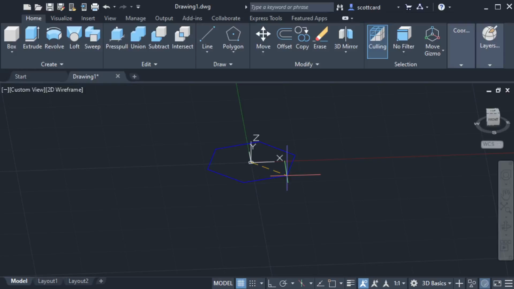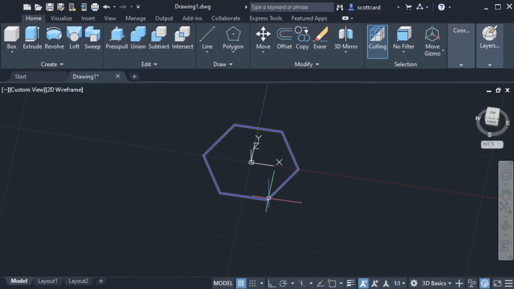And that gives me an answer of 1.024 inches, but I'm looking for the radius, so I'll divide that by 2, which gives me 0.512 inches. And so now I have this polygon that is already joined. It's a polyline, right? So we're good there.